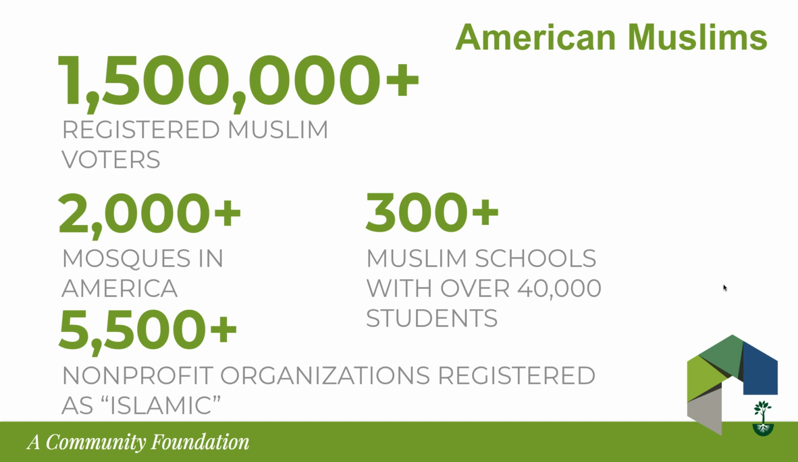And I believe Engage USA and Impact provided these numbers that there's at least 1.5 million registered Muslim voters in the country. And with this being an election year, we see the importance of that. If you look at the IRS, they designate nonprofit organizations, and you can register as an Islamic organization, and there are over 5,500 Islamic charities registered with the IRS. There are over 2,000 mosques in America, and there are over 300 Muslim schools, whether that's part-time or full-time, with more than 40,000 students.